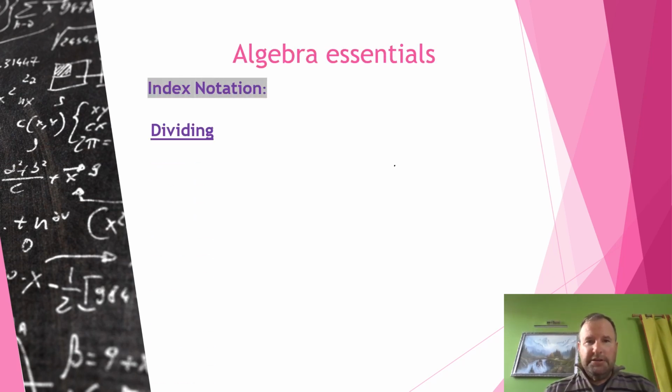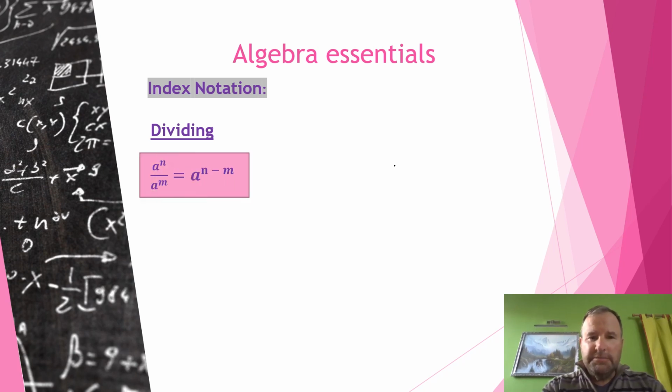Next law in index notation is when we divide with the bases the same, we get the following form. So we've got a, the base, to the power of n, divided by a to the power of m. What we do now is when they divide, you can see that we subtract. So that's the rule for when we're dividing. When the bases are the same, we subtract the powers from the top to the bottom, numerator to denominator. Well done.